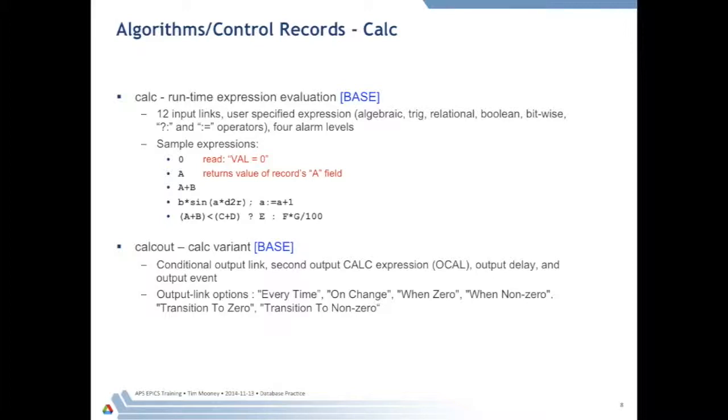And there is also a separate calc expression. So that when the normal calc expression returns a 0, then you can have it execute the other calculation expression to get that value to actually be written. So the calc out is quite a powerful record.